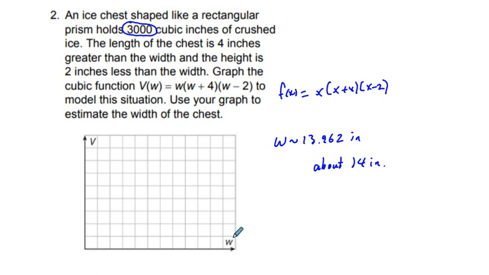So what it looks like is this. If we go from 1, 2, 3, 4, 5, 6, 7, 8, 9, 10. Okay, let's go by twos. So we'll go 2, 4, 6, 8, 10, 12, 14. We know 14 is where it's going to happen.